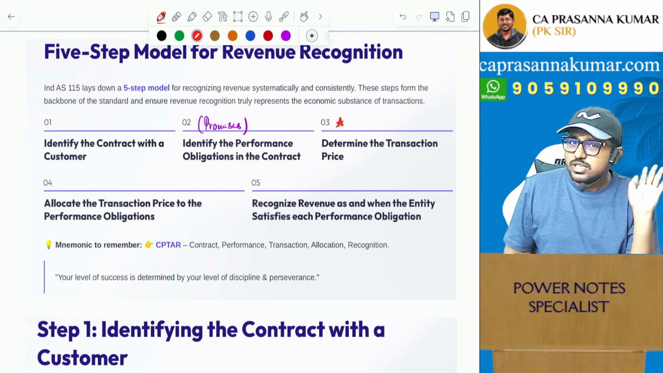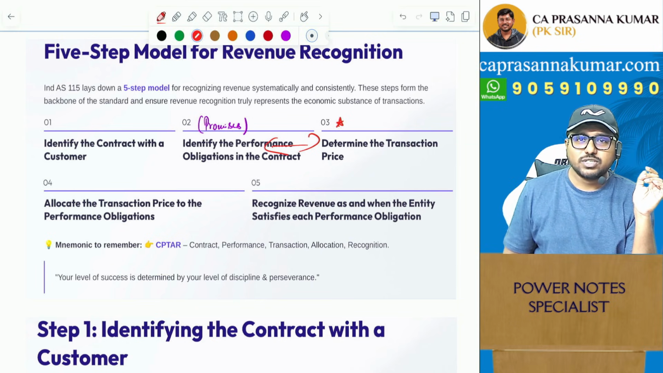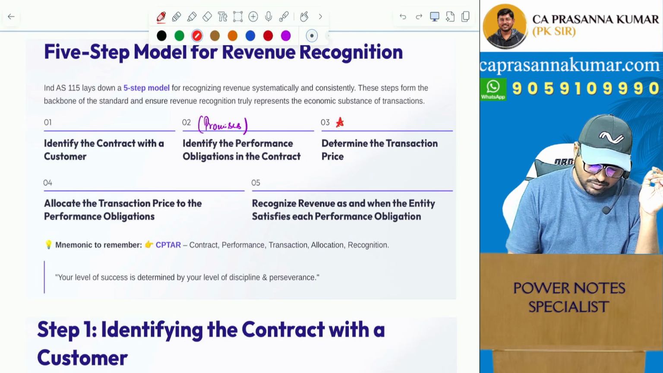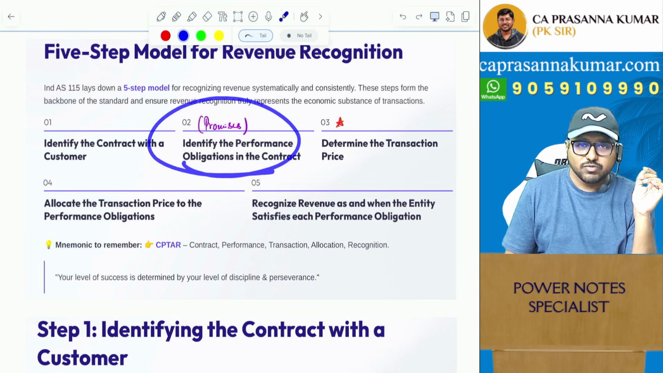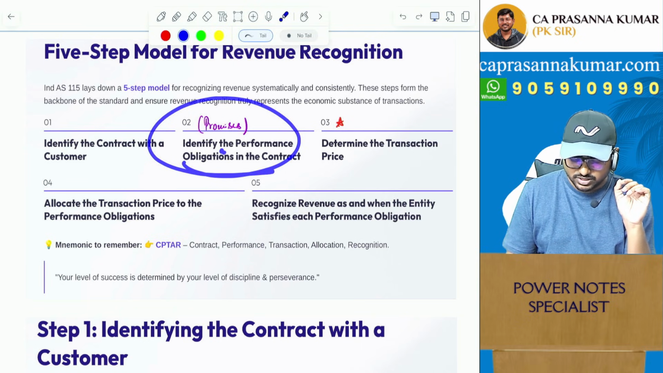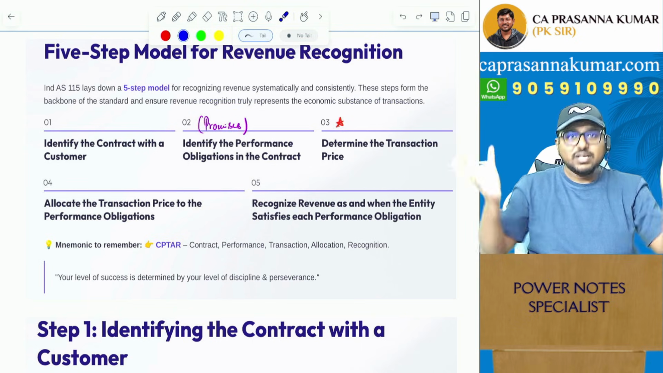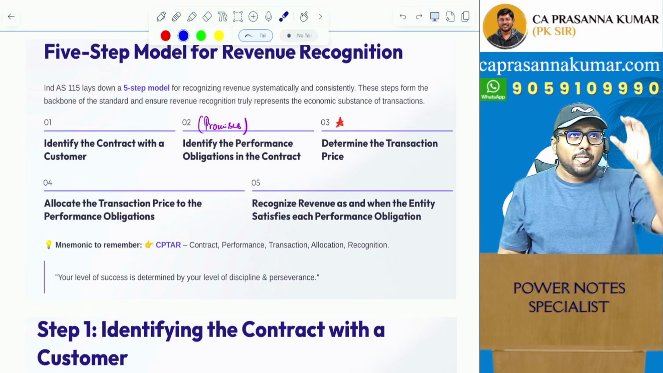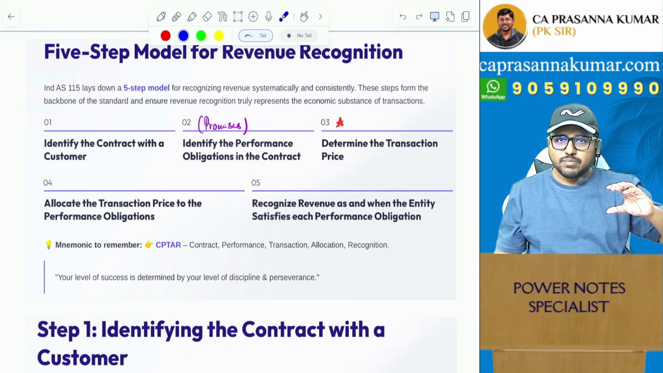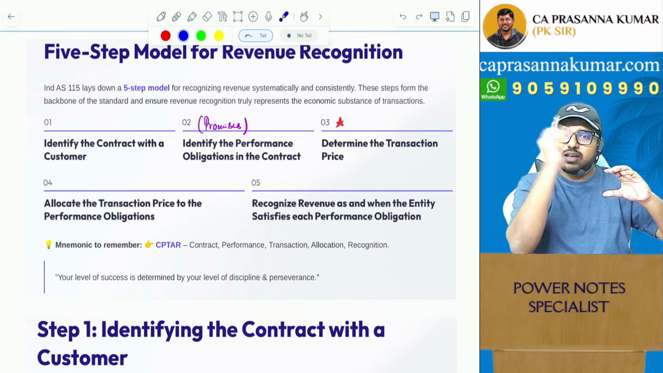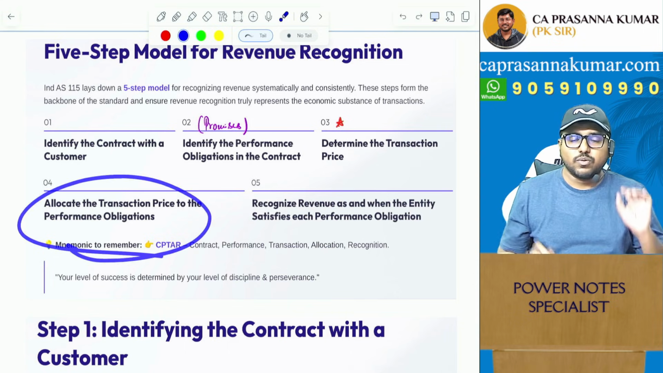Now step 4 is very easy, matching these two, step 2 and step 3. Sir, what do you mean by matching step 2 and step 3? In step 2, you have got promises, performance obligations. In step 3, you have got the whole transaction price. Now multiple POs will be there in step 2, and this transaction price must be allocated to each PO. That's what you do in step 4.